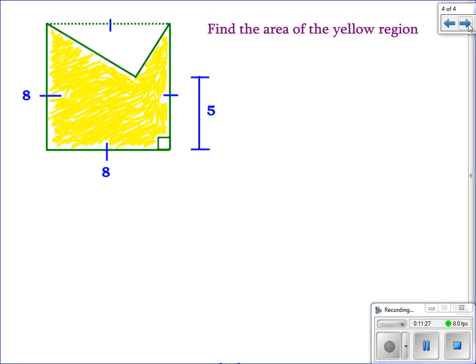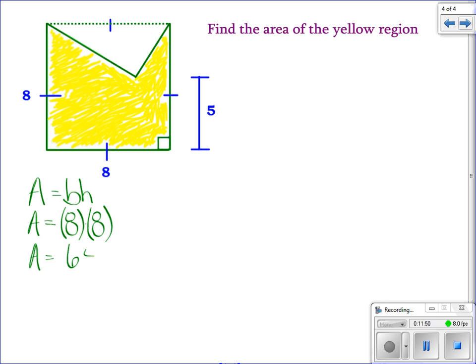Okay, so let's talk about the square first. Formula for any square rectangle parallelogram is base times height. So we write our formula first. The base and the height are 8 and 8. So the area of the whole thing, if that triangle wasn't taken out, would be 64.